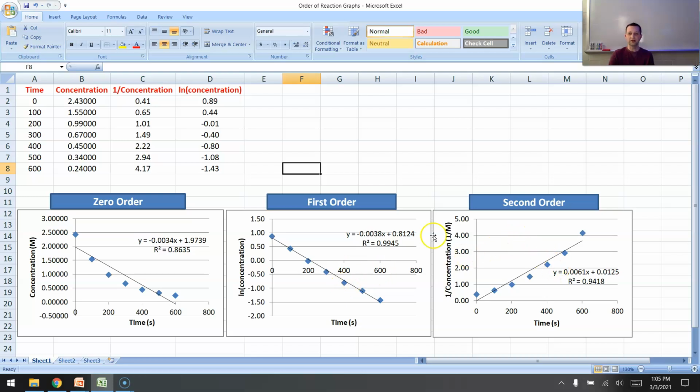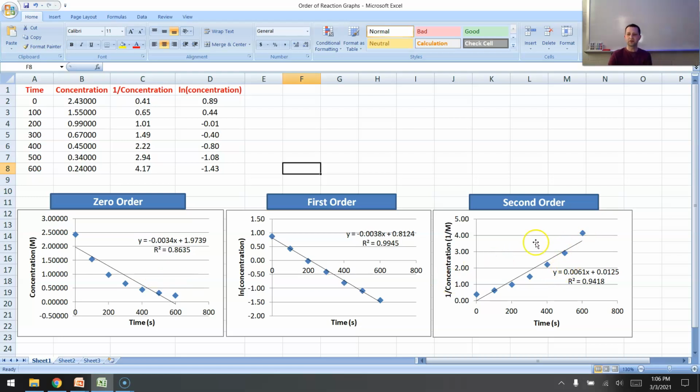And then my second order graph is 1 over concentration versus time. And you can see that it is pretty curved here as well. My R-squared is 0.9418, so it's not that good. I picked one as the most linear. In this case, it is 0.9945 for my R-squared value. The linear graph is the natural log of concentration versus time, and that is going to be my first order reaction. So the data here that I'm given is going to give me a first order chemical reaction, and then I could apply my first order integrated rate law and answer questions about this data, knowing that it is first order. If I plug all this data in and my zero order ends up being linear, it's a zero order reaction.